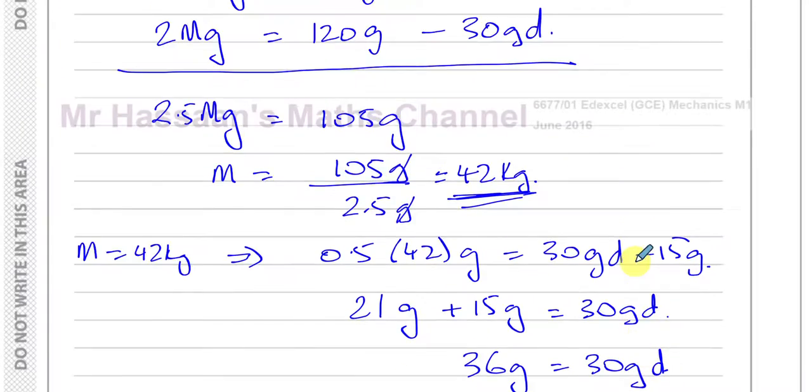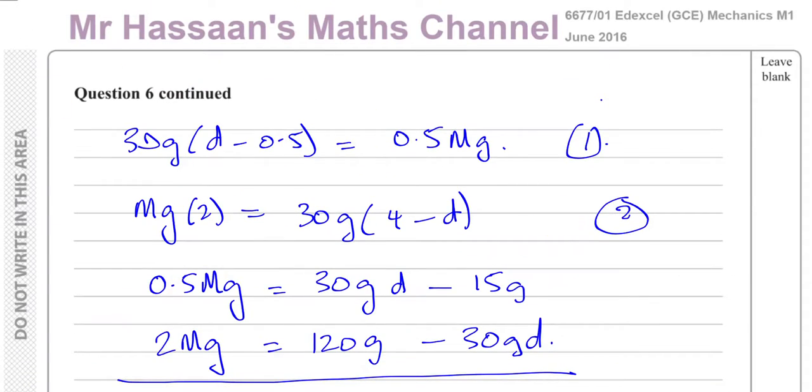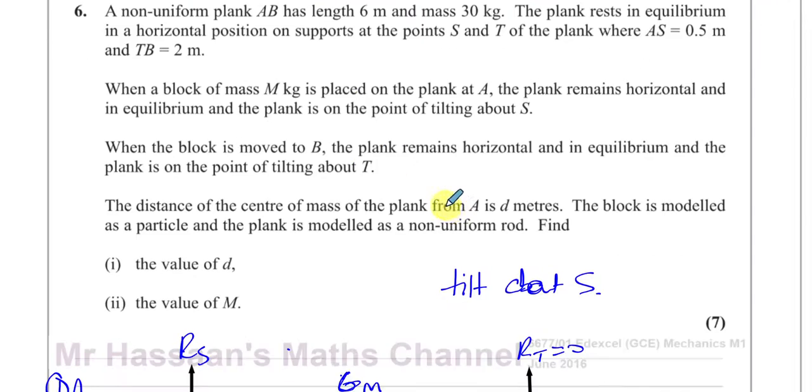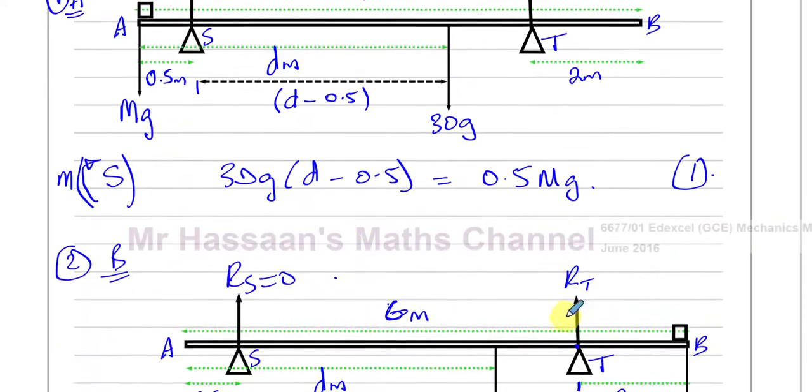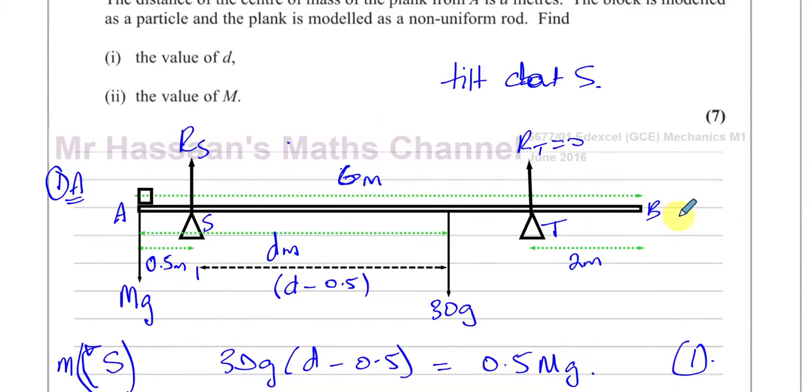Okay, so this is all about moments and understanding this very important concept about tilting. So we have two situations. I'll reiterate again because some students have been asking me this question. The first situation is that the mass is at A. When the mass is at A, it's on the point of tilting on S, which means it's just about to lift off from T, but it hasn't done so yet.